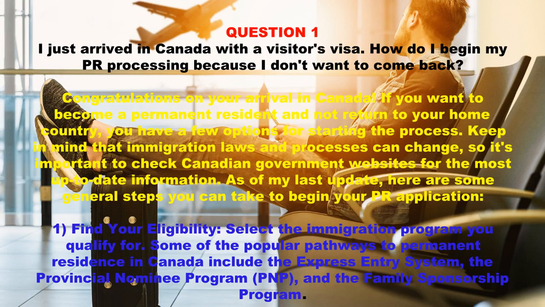Keep in mind that immigration laws and processes can change, so it's important to check Canadian government websites for the most up-to-date information. As of my last update, here are some general steps you can take to begin your PR application. 1. Find your eligibility. Select the immigration program you qualify for. Some of the popular pathways to permanent residence in Canada include the Express Entry System, the Provincial Nominee Program, PNP, and the Family Sponsorship Program.